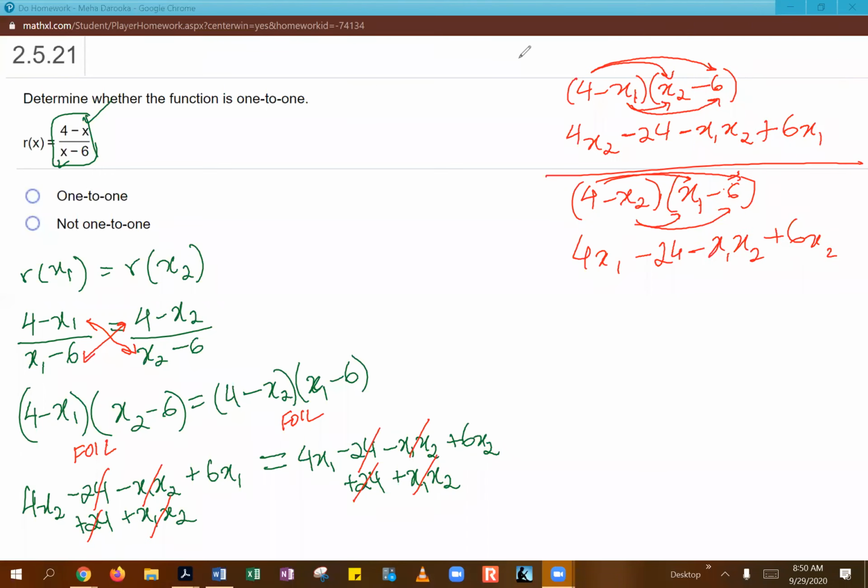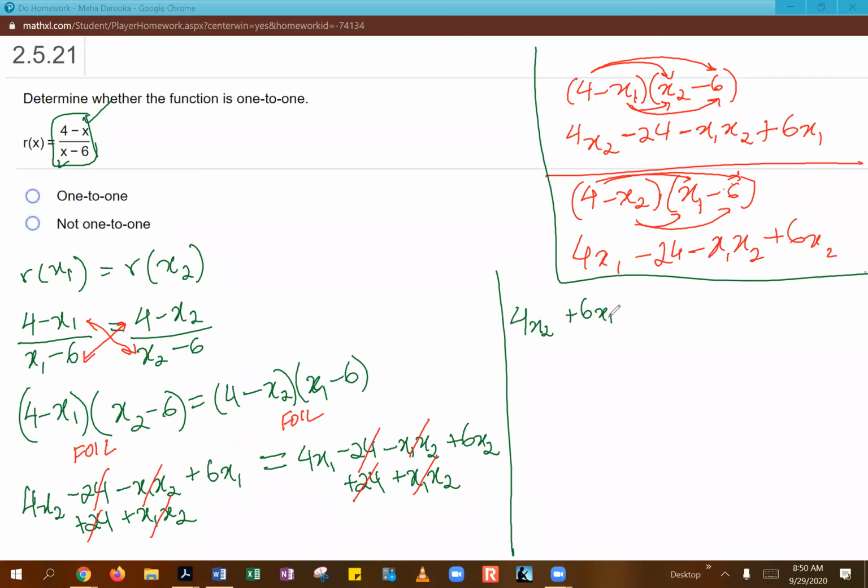So once you have that, then we can see what's left behind. On the left-hand side, we have 4x2 plus 6x1. On the right-hand side, we have 4x1 plus 6x2. And we still need to do the same thing. We still want to get our like terms together.